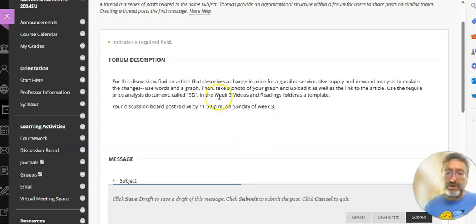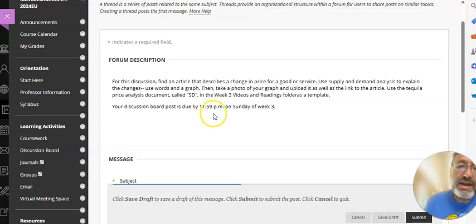Remember, here it says you have to use words and graphs, and you want to find an article that describes a change in price for a good or service. So it could be for any market. You could think about the price of gas, the price of toilet paper, anything. It could be a service, or the price of haircuts, whatever.